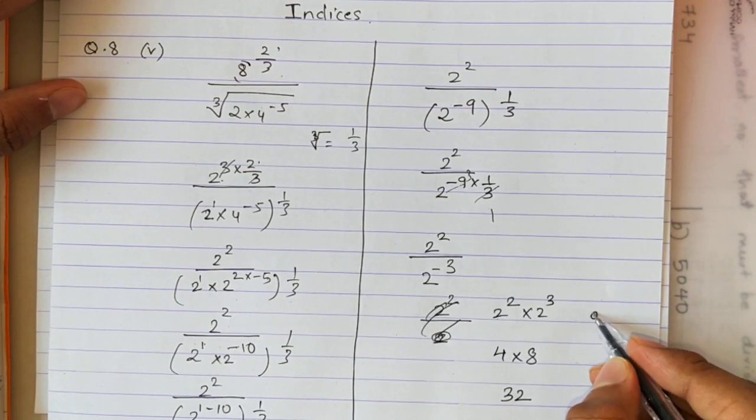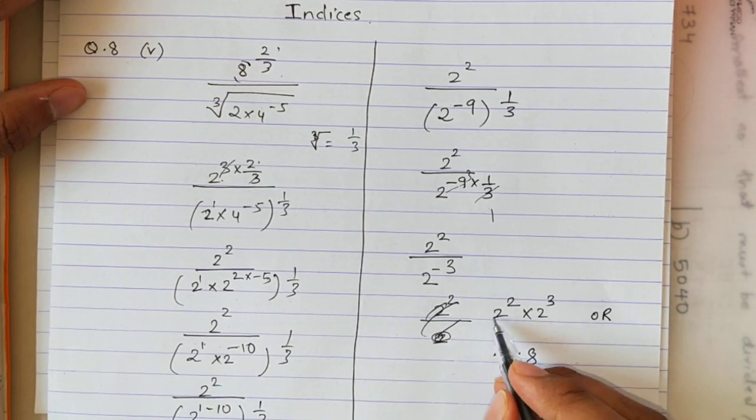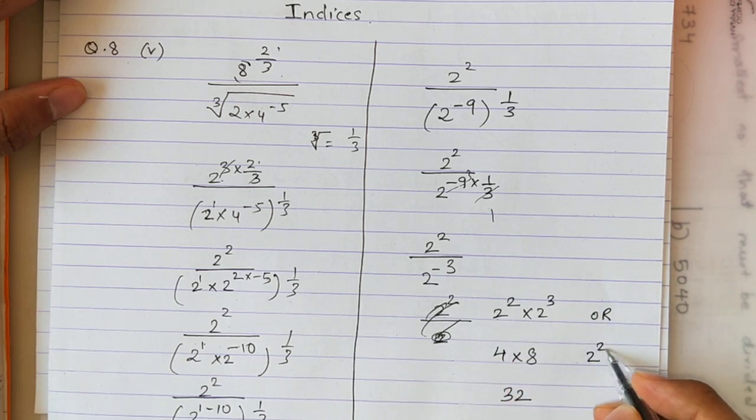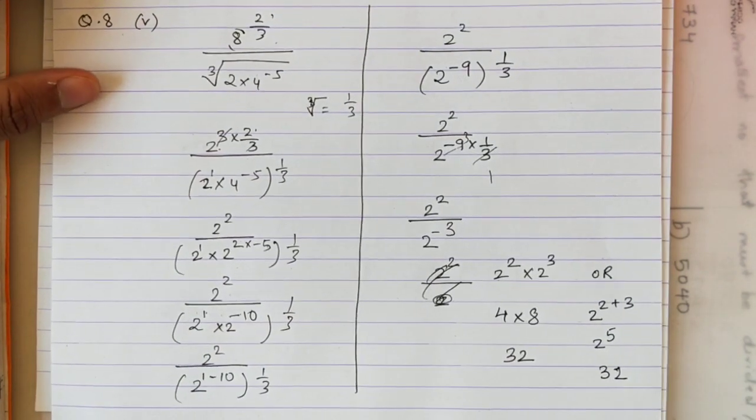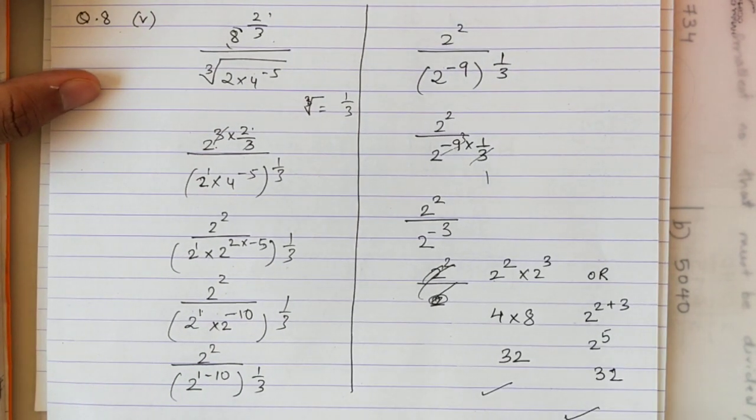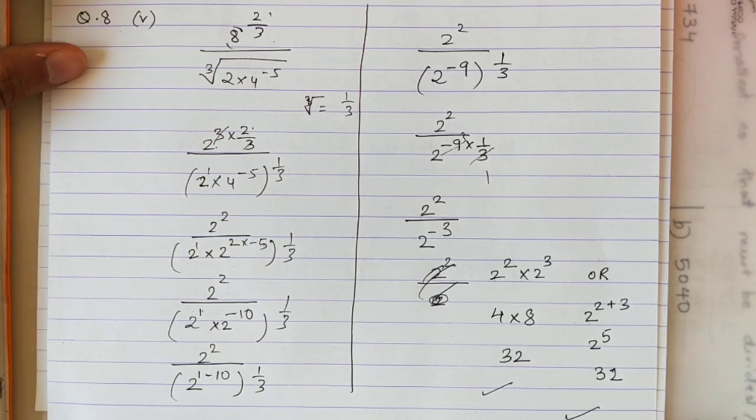Or you could have solved like this also. The base is same, so powers can be added. It becomes 2 plus 3, that is 2 raised to 5, that is 32. This is also right. You can do it anyway. Both methods are correct. Copy this sum quickly.